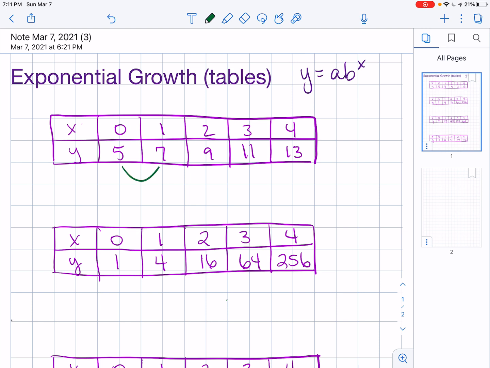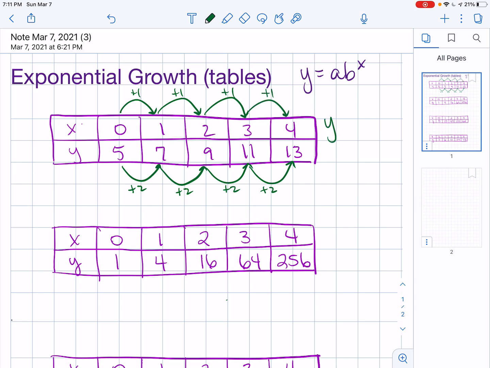So when I look at my y, I'm going up 2 here, I add 2 here, I add 2 here, I add 2 here. Awesome. And then I look at my x and I say, okay, I'm going up 1 here, up 1 here. Perfect. Up 1 on each of them.